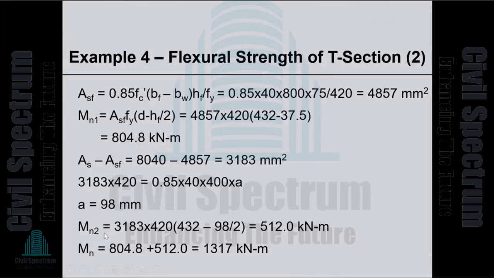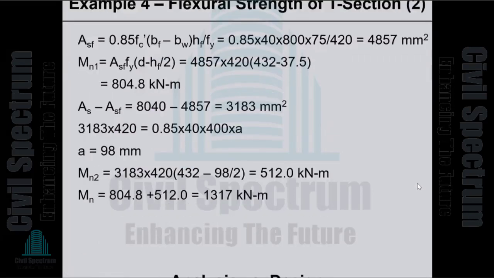98 millimeters. So now we can calculate the nominal moment strength contributed by that part of the section. 3183, the total reinforcement in that part of the beam, 420 MPa is the yield strength, 432 is d minus a of 98 millimeters by 2, that comes to 512 kilonewton meters. So the two parts together, 804 and 512, is 1317 kilonewton meters.